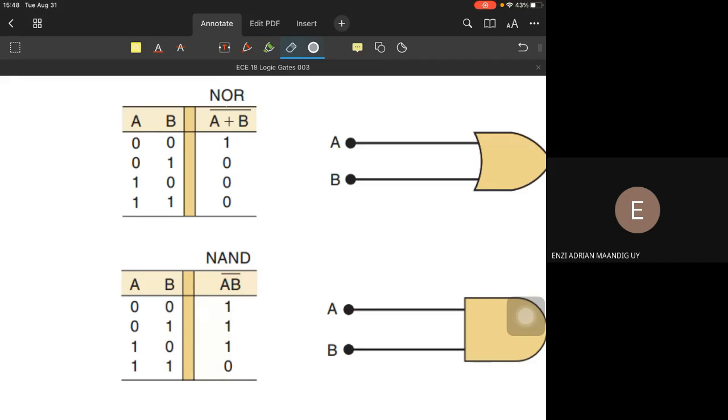For the NOR gate, it only outputs high if both A and B are off. The same goes for the NAND gate. In the NAND gate, it outputs high if the input is 0, 0 or 0, 1 and 1, 0. But if 1, 1, the output of the NAND gate is 0. Alright?